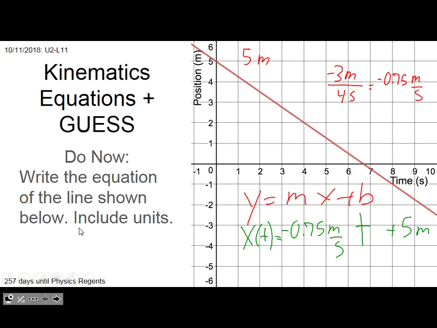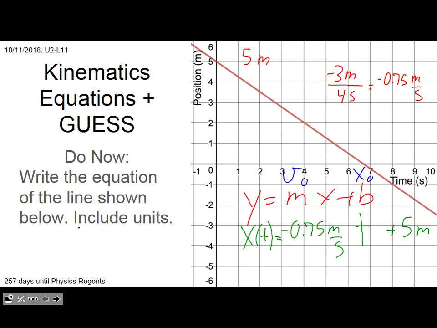If we were writing this as variables, m would be v0 and b would be x0. But because we have a specific graph, we replace it with the numbers. But we still leave the variables. We still leave X as a function of T and the T.